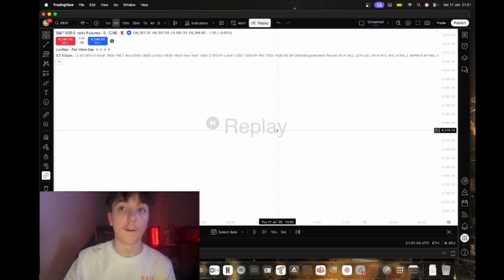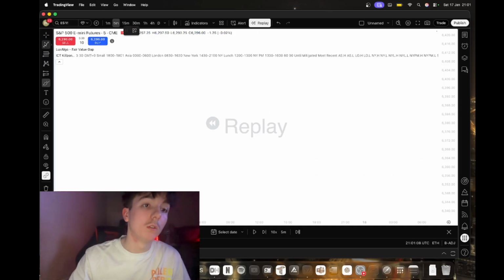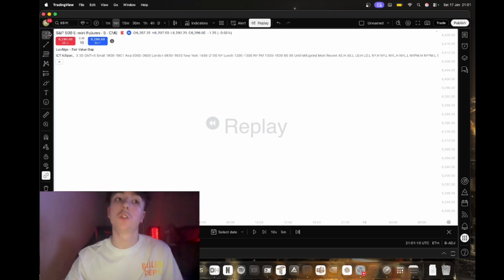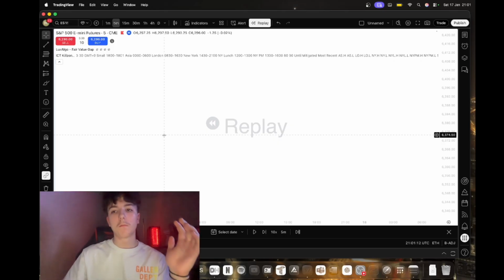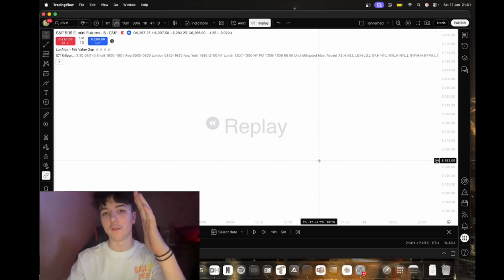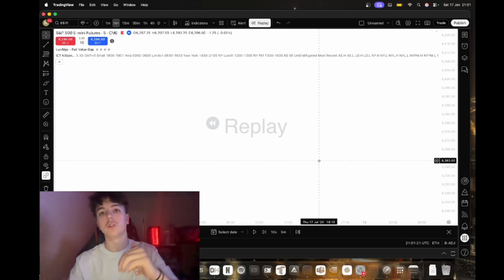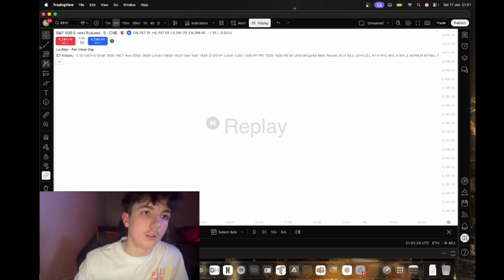So, our first confluence that we're going to look into is a break of structure. A break of structure is quite simple. It's just going from one trend and changing to the other. So imagine we're in an uptrend. A break of structure is signaling that we're going into a downtrend. So, to actually show you what this looks like.